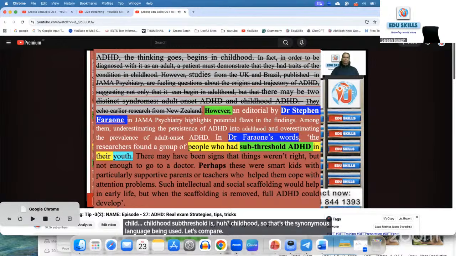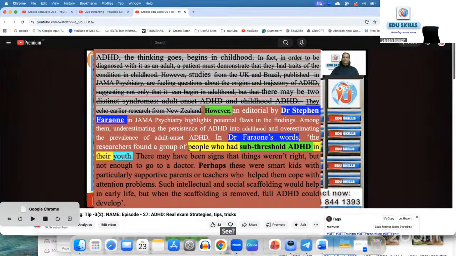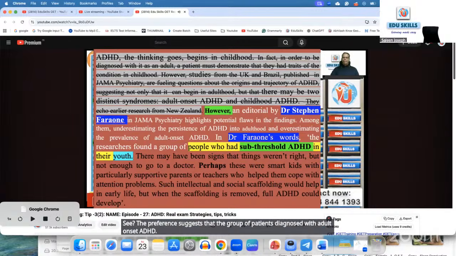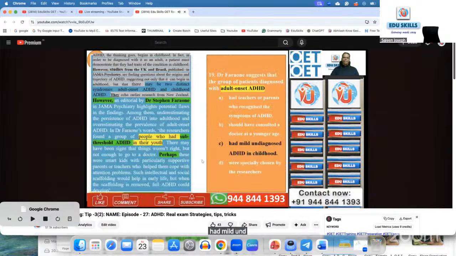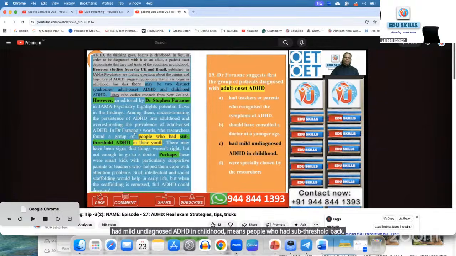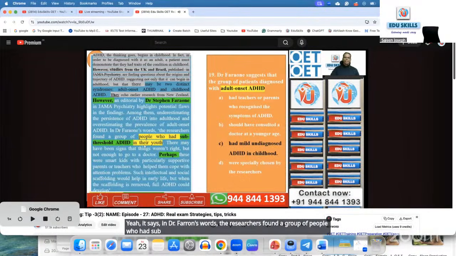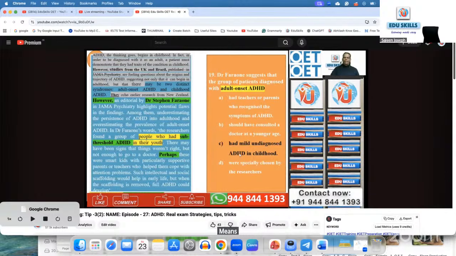Let's compare. See, Dr. Farron suggests that the group of patients diagnosed with adult onset ADHD had mild undiagnosed ADHD in childhood. Means people who had sub-threshold. Here he says, in Dr. Farron's words, the researchers found a group of people who had sub-threshold ADHD in their youth. Means they had mild undiagnosed ADHD in childhood. The sub-threshold is the synonym being used for childhood. There may have been signs that things weren't right, but not enough to go to a doctor.